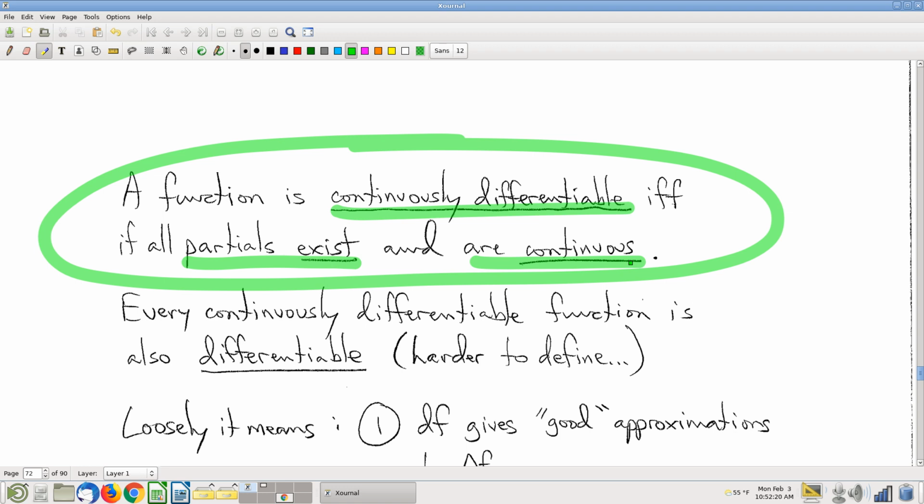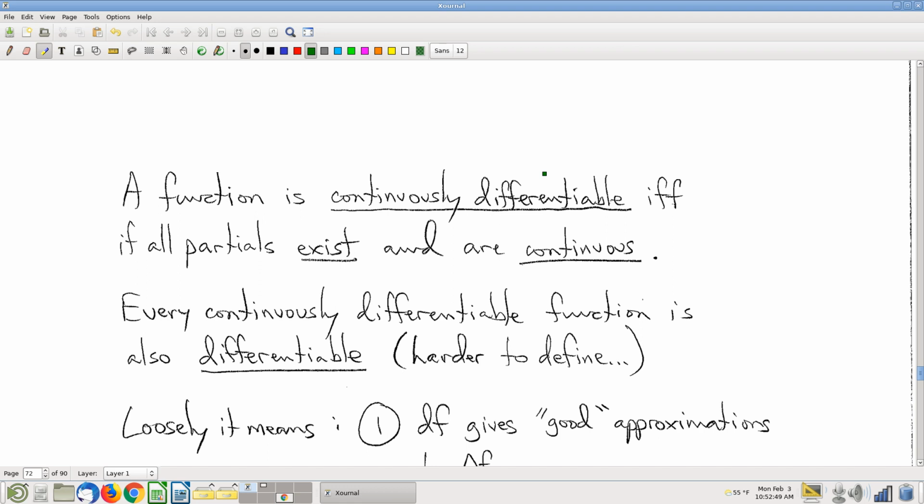Okay. It's easy to check, by the way, because partial derivatives are easy to compute. Do they exist? Well, plug in at the point you're interested in and see if it exists. That's very straightforward. And continuity, again, most of the time, is easy to check. We have convenient rules for that back in the section on limits. So this is great news. Continuous differentiability is easy to check.